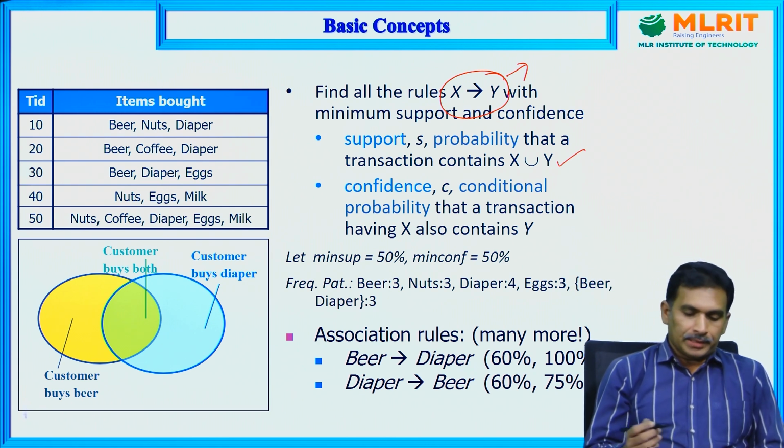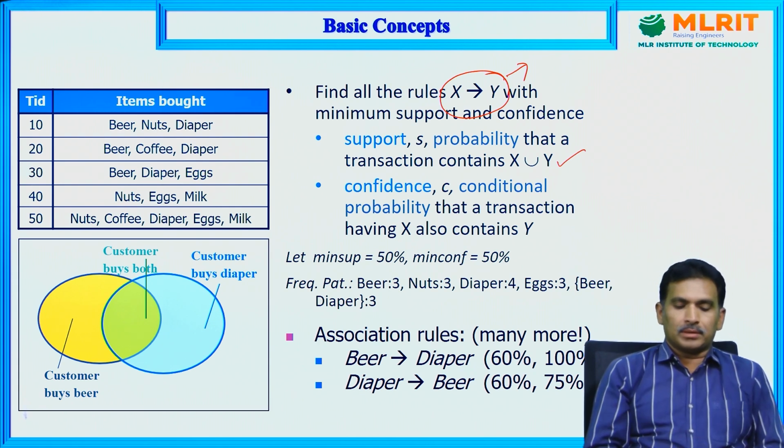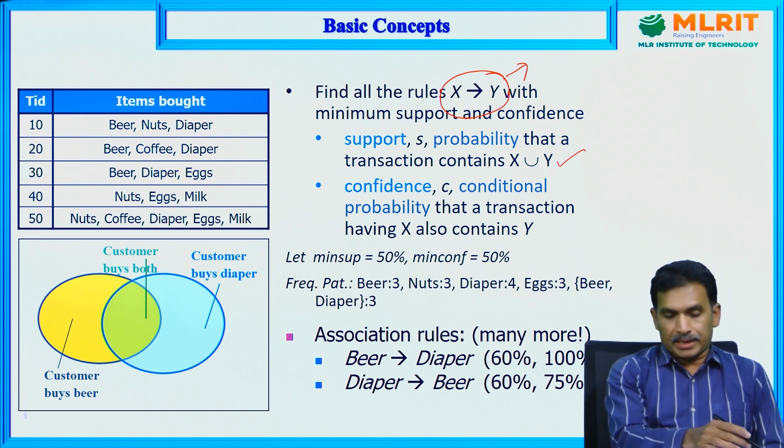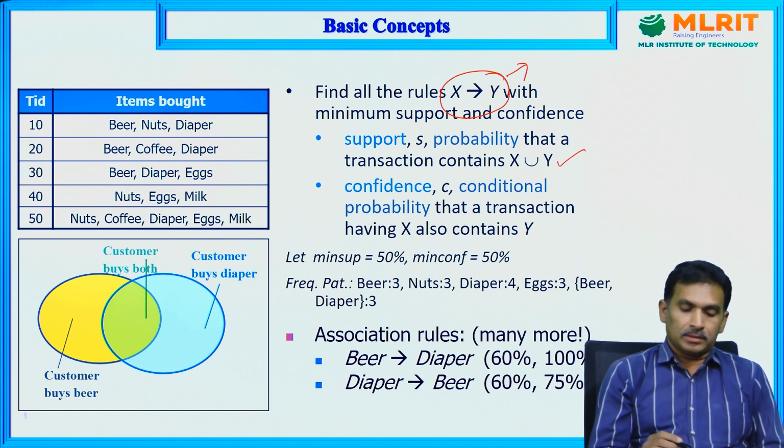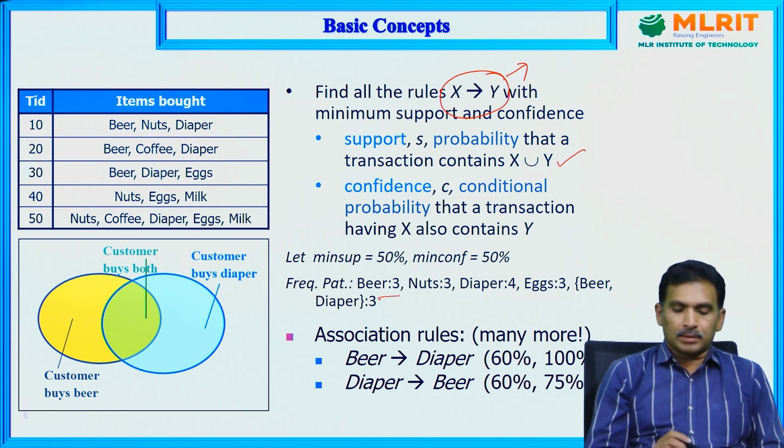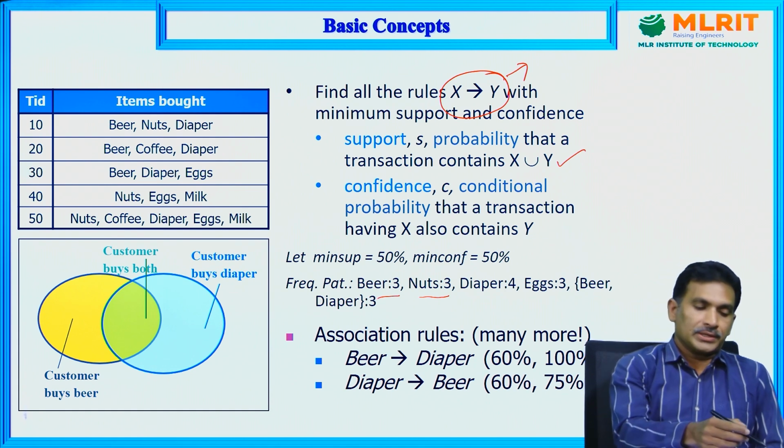So here let us say the minimum support is 50%, and the minimum confidence is 50%. The frequent patterns from this transactional database are: beer, whose frequency is 3, that's why it is a frequent pattern. Nuts also appeared.